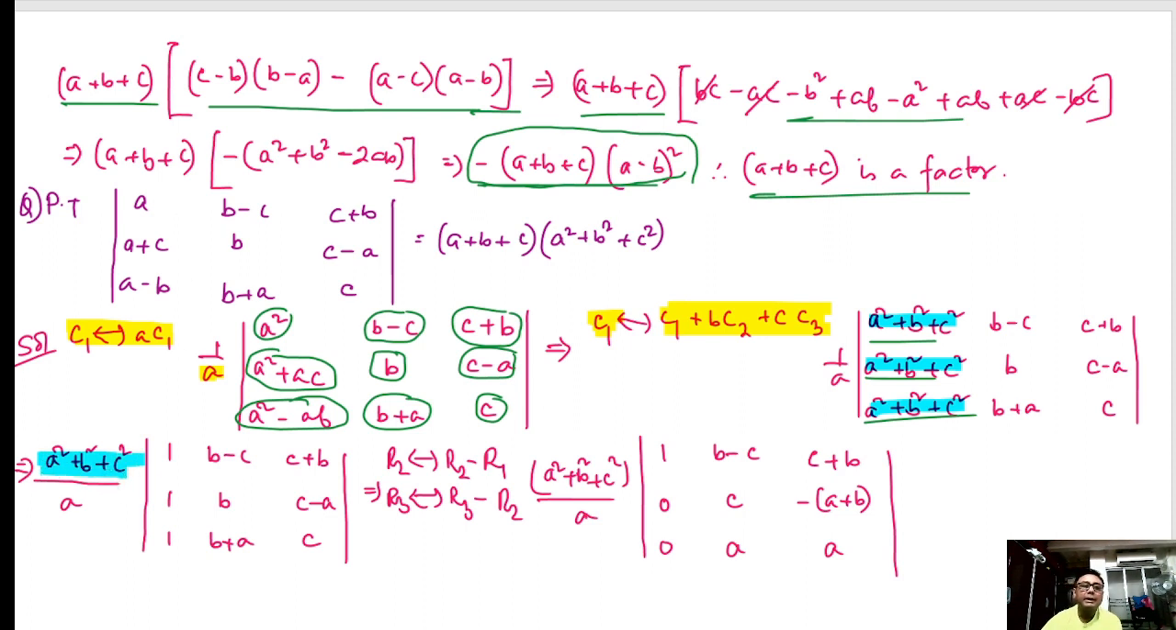Clear? Next we are performing the operation R2 minus R1. R2 minus R1. So let's see what R2 minus R1 does. R2 minus R1 gives you 0. R2 minus R1 gives you C. We have to put R2 minus R1 in R2. C minus A, minus C plus B. The answer will be put in the R2 row, which is this.